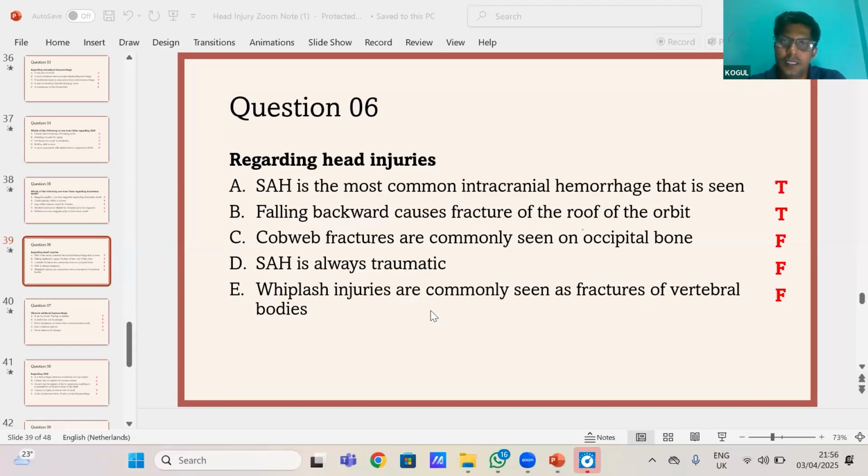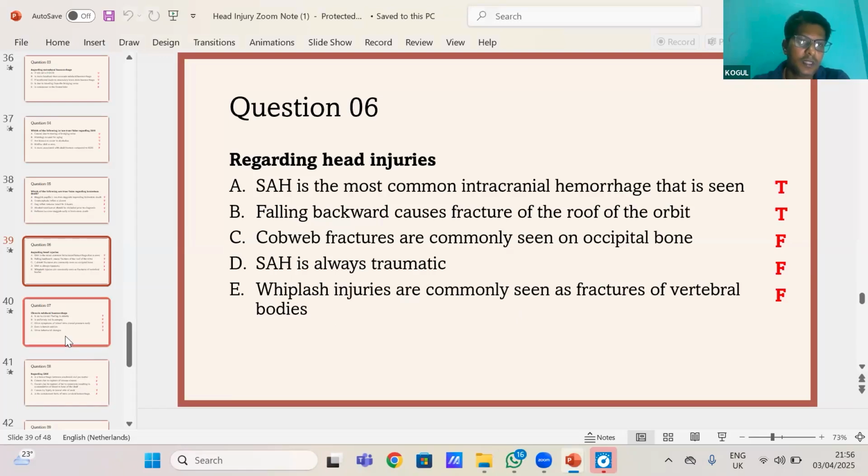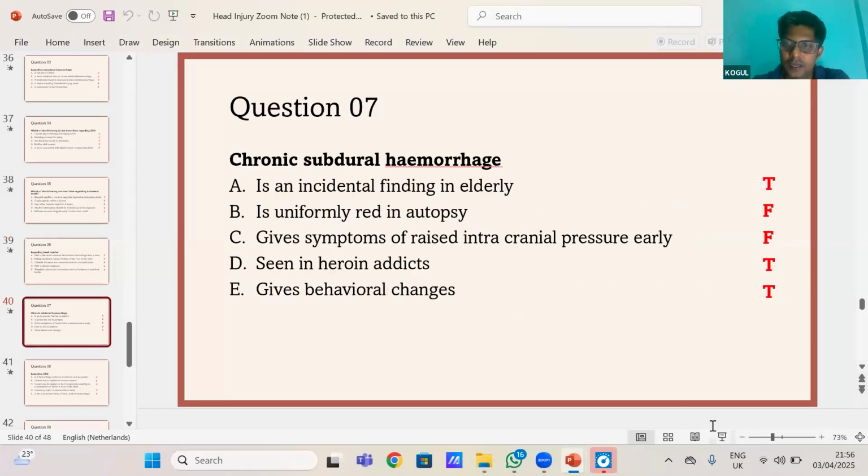But whiplash injuries can be seen as a fracture of a vertebral body is true. So you have to clearly understand the mechanism. The ultimate goal is to know which injury is more common, soft tissue or vertebra. Soft tissue injury is common in whiplash injuries, and that's why they ask this type of question. Then we quickly move on to the other questions. I think we don't have time.